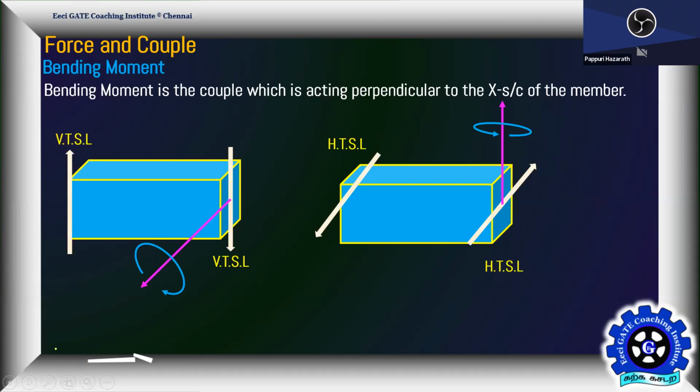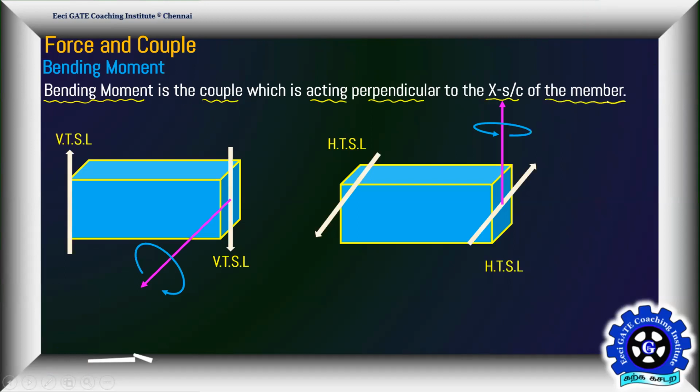Bending moment is the couple which is acting perpendicular to the cross section of the member. The couple is two equal and opposite forces. Okay? So now, what are the different forces required to create a bending moment?